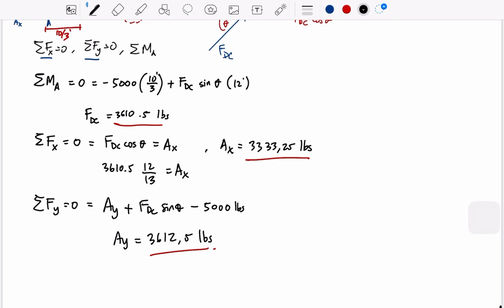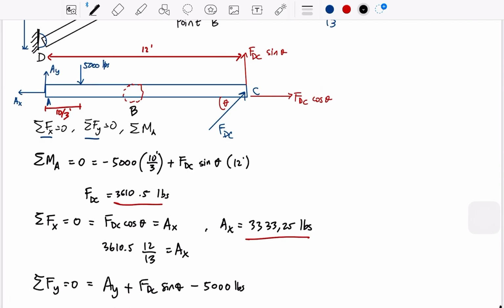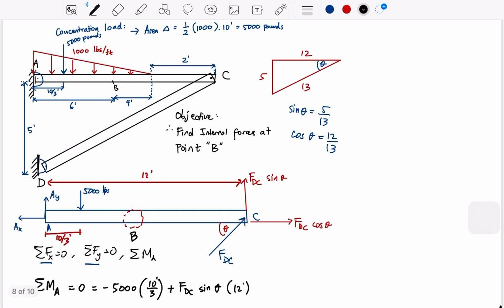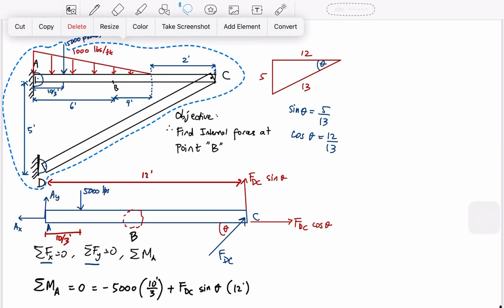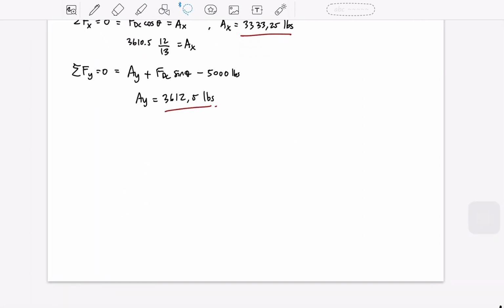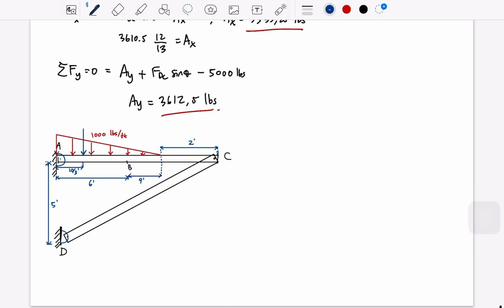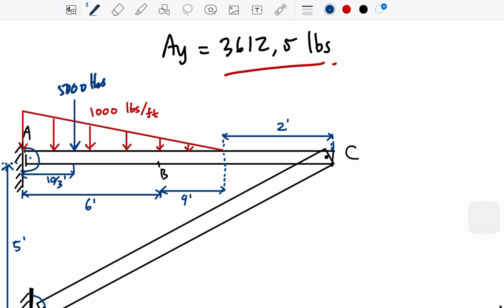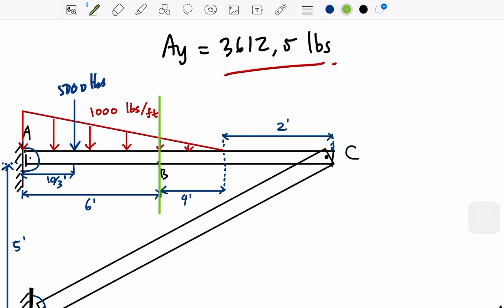And now we need to find the internal forces at B, which is around here. This is B. Let me copy the original picture to make it clear. Oh, this is 5,000. Now what we need is to cut B open, right? We need to cut B, so we need to see what kind of force is inside. Let me use green to give you some idea what will happen.